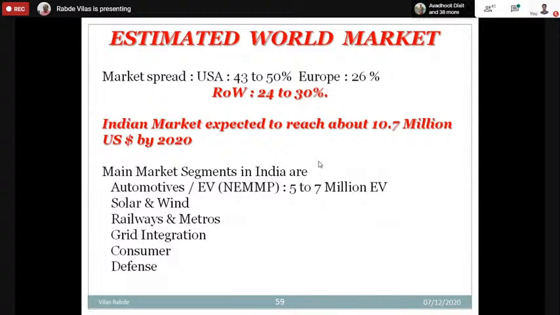Now, as far as the Indian market is concerned, it will reach about 10.7 million US dollars by 2020. That is this year. And the main market segments in India are automotive, of course EV, because of the government policy, because 5 to 7 million EVs are supposed to come on the road by 2024. Solar and wind, railways and metros, grid integration, consumer and defense. These are the areas where the applications are going.